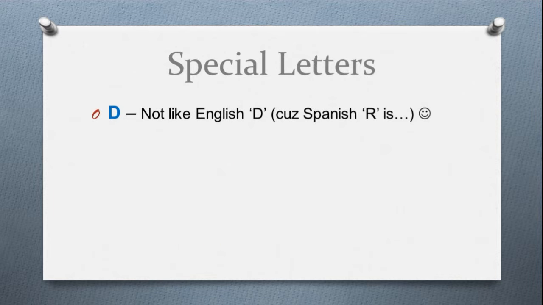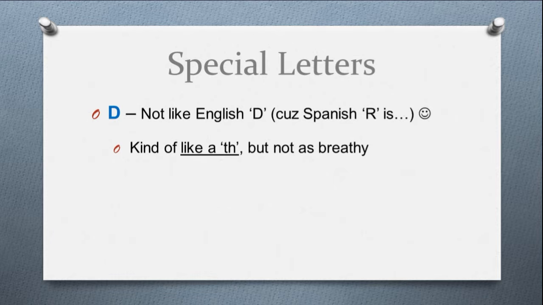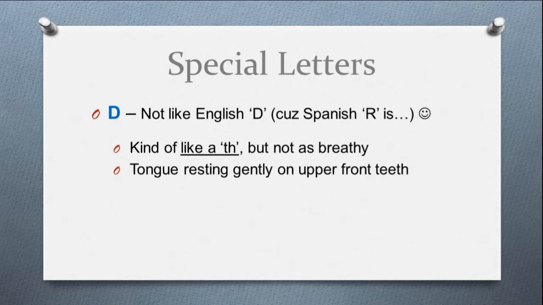Now, we just said that a Spanish R sounds like an English D. So what does a Spanish D sound like? Well, it doesn't sound like an English D. Instead, it's a softer sound like a TH, but not as breathy as a TH, so you don't blow a lot of air through it. Instead, the tongue is resting gently on those upper front teeth. Listen to this. Donde, nada, dinero, durar, dirección. So the best comparison is a TH without all the extra air. But just don't say it like an English D because then it sounds like a Spanish R.